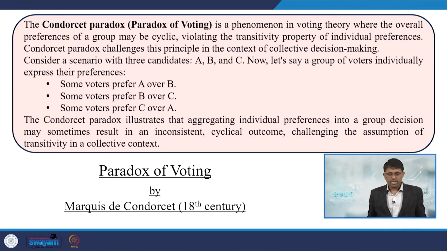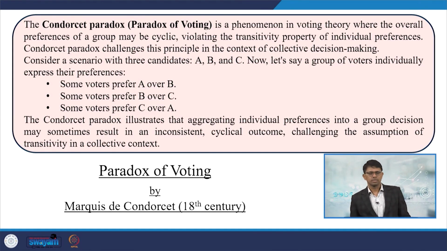Another one is called the Condorcet paradox. That's precisely called the paradox of voting. This is a phenomenon in voting theory where the overall preference of a group may be cyclic, violating the transitivity property of individual's preference. The Condorcet paradox challenges the principles in the context of collective decision making.